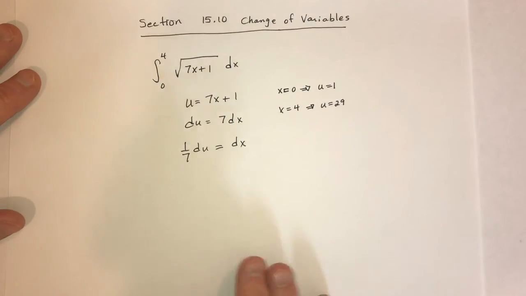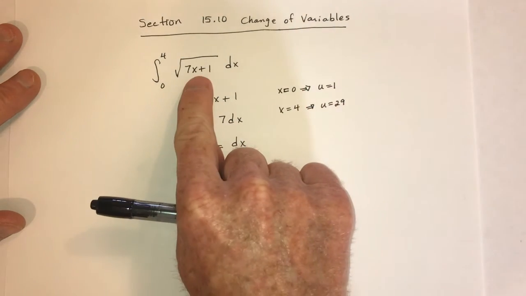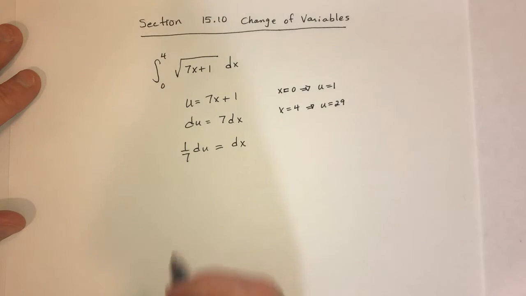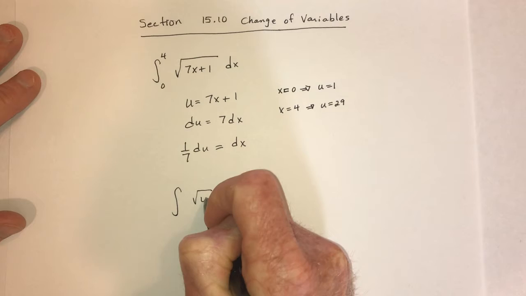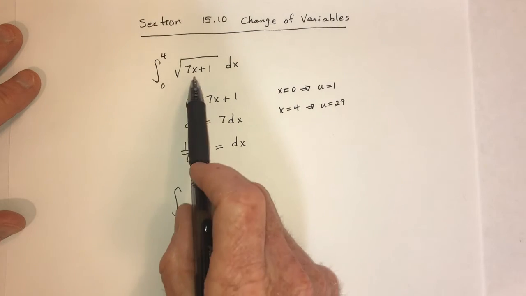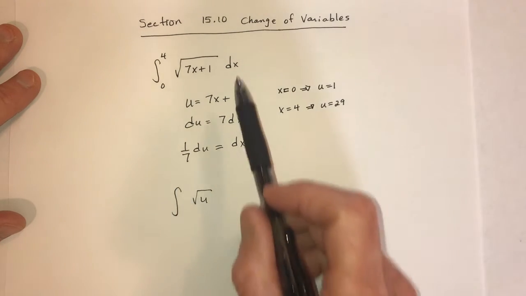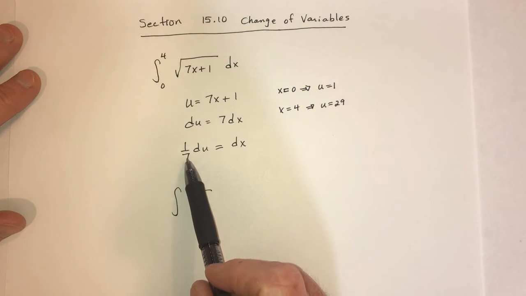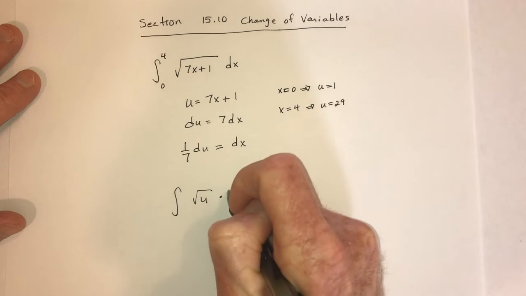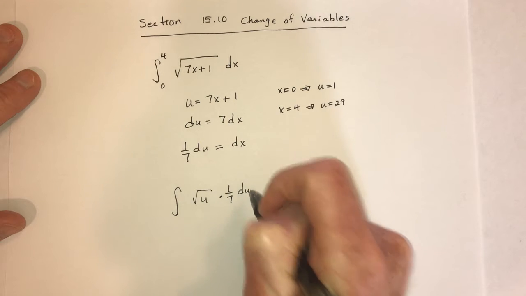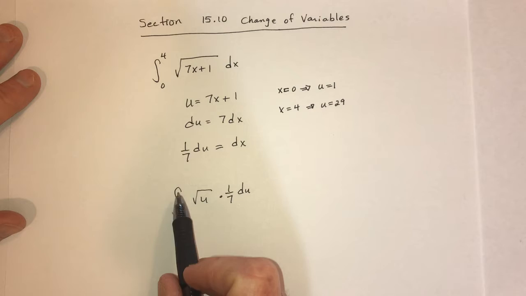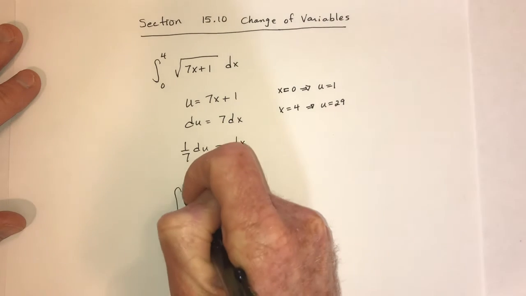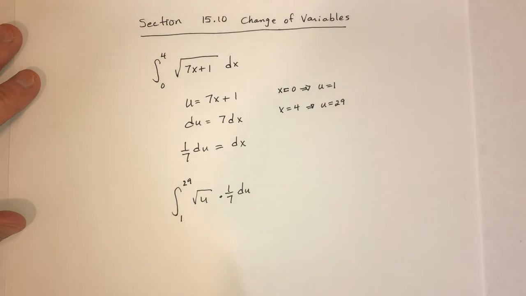So then we can change the variables. Instead of using x, we're going to use u. So it's going to be the integral of the square root of u, just replacing the 7x plus 1. And then dx needs to be replaced with this 1/7 du. And then instead of having the limits from 0 to 4, the new limits are going to be 1 to 29. And then we could go ahead and integrate.